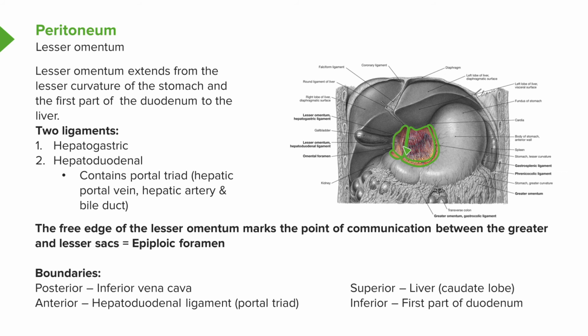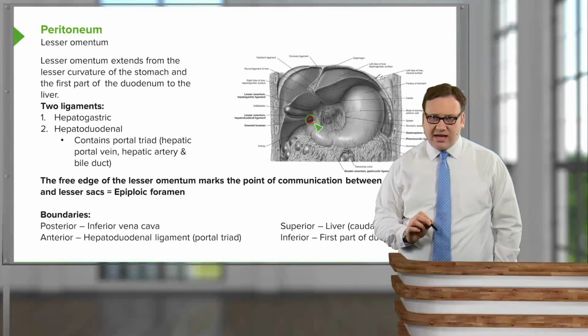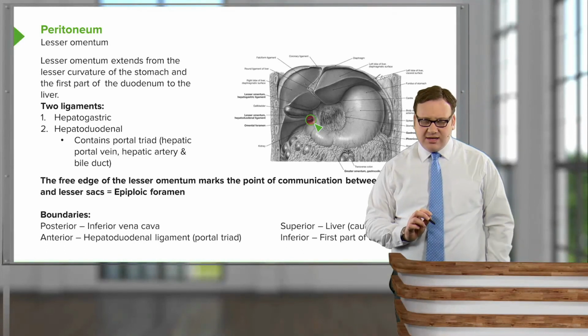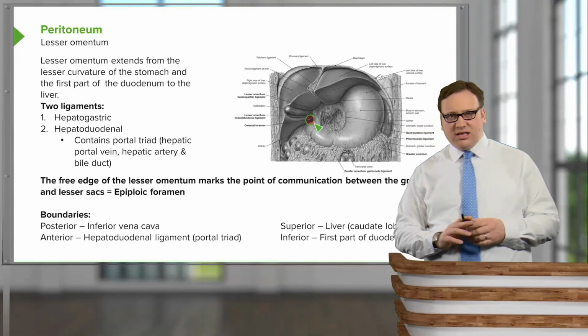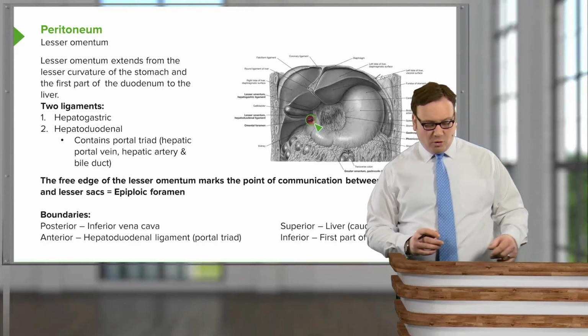Deep to it, this is the hepatoduodenal ligament, and then we can see the omental foramen again, this little aperture just underneath. That communicates, as I've said, the lesser and greater sacs. If you were to insert a finger in this foramen, then it would have four boundaries.